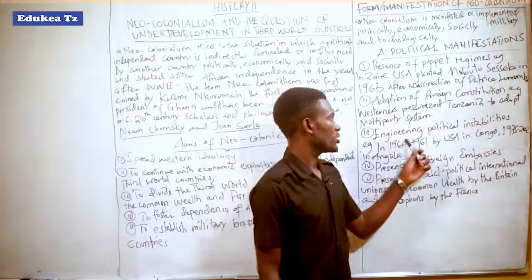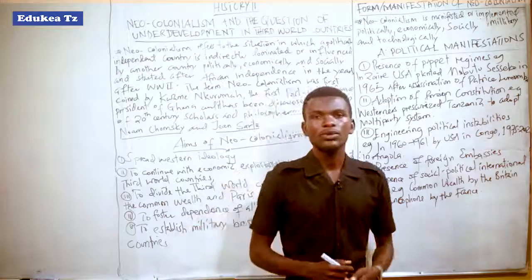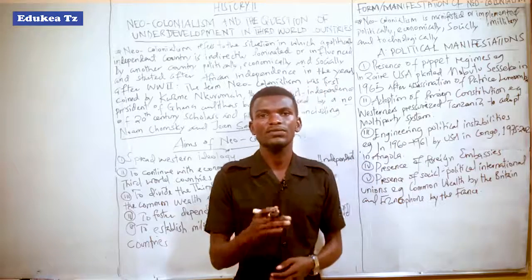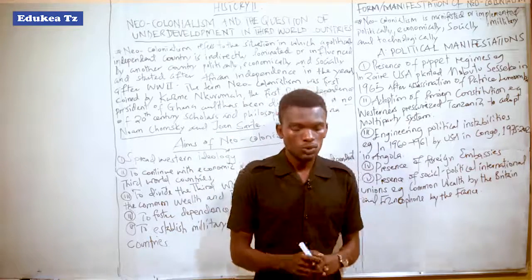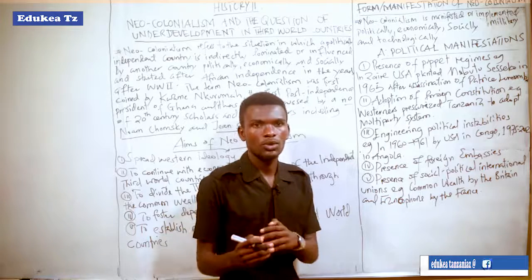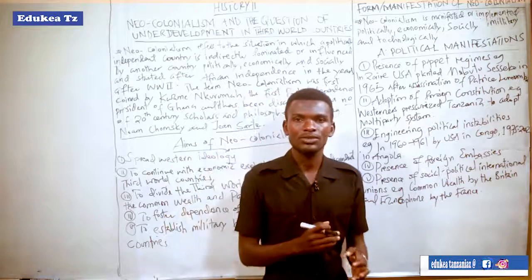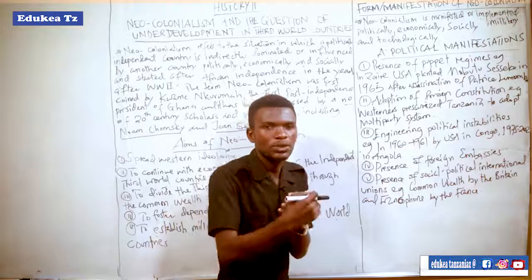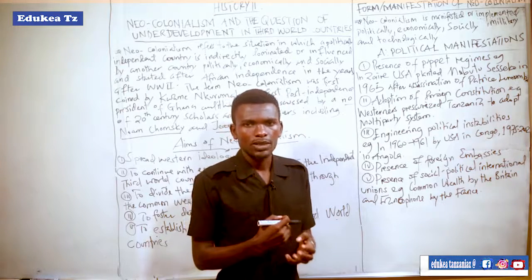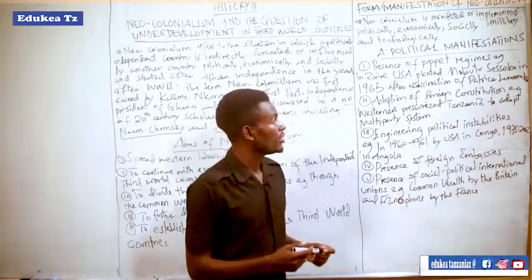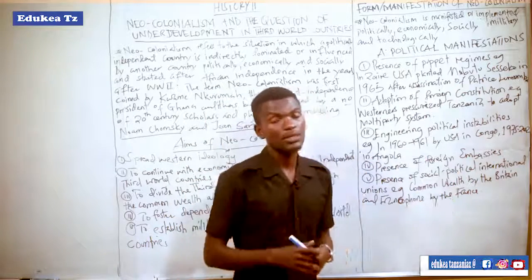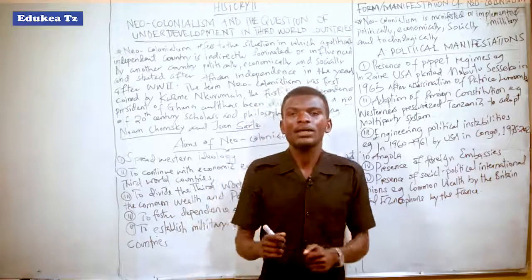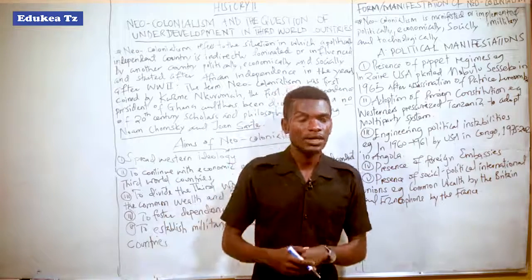Another was engineering political instabilities. It means those imperialist powers are supporting political unrest or civil wars in different third world countries, to ensure that when those countries or groups in a particular country are fighting, they use that chance to exploit their resources. So you can see that the engineering of those political instabilities led to the mass exploitation of natural resources of the respective country.